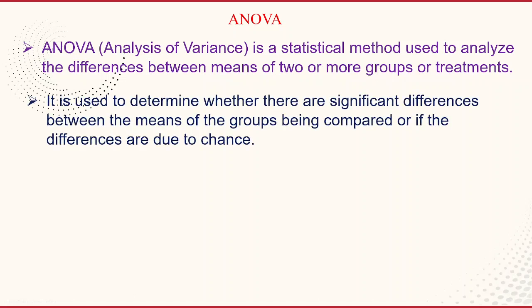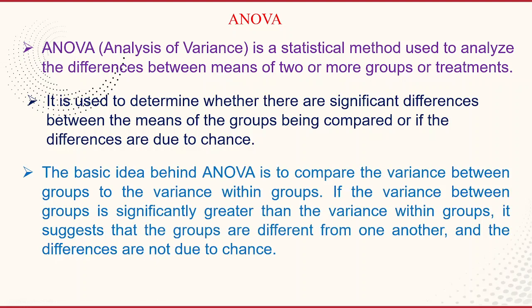It is used to determine whether there are significant differences between the means of the groups being compared or if the differences are due to chance. The basic idea behind ANOVA is to compare the variance between groups to the variance within the groups. If the variance between groups is significantly greater than the variance within the groups, it suggests that the groups are different from one another and the differences are not due to chance.